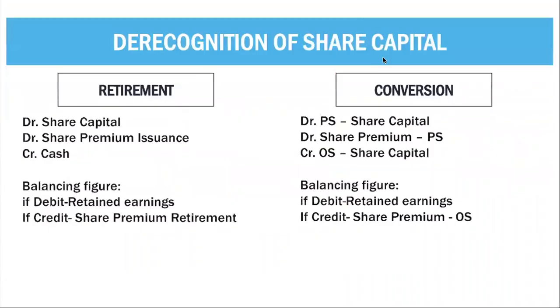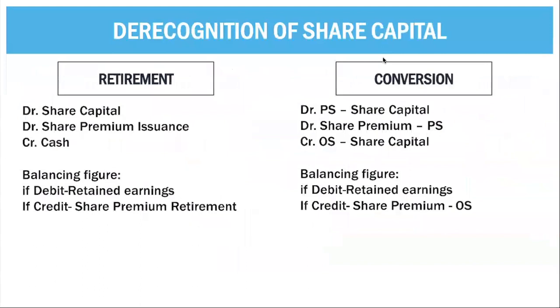Next, we have the recognition of share capital. Andito na tayo sa retirement. For your retirement, we just debit share capital, debit share premium issuance, and credit cash. As you can see, it is almost the same with what we learned a while back. Kanina lang, dun sa treasury shares, anong ginawa natin? We debit treasury shares, credit cash, and then eventually we debit share capital, share premium, and credit treasury shares. So there will only be a balancing figure, if you still remember.